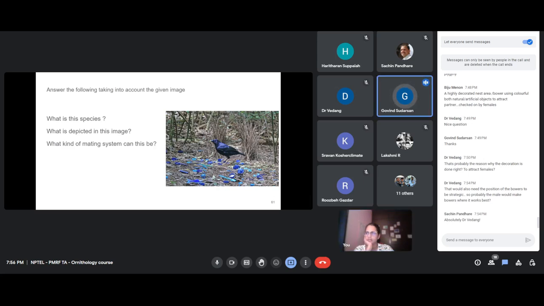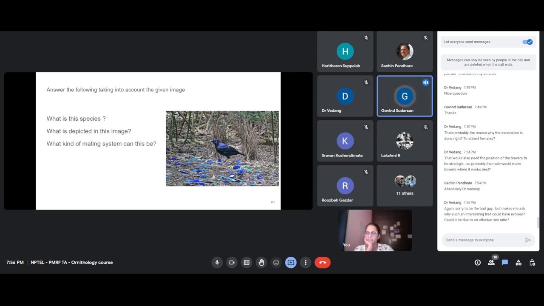I also have just one more question. Do females compare different bowers? Do they go to different bowers and see which one is the best? Or do they have some kind of predetermined standard? They see a good bower the first time and they decide that it's the one for me.